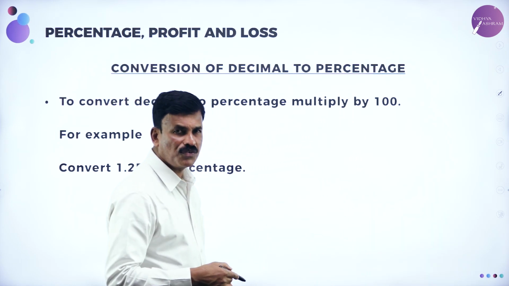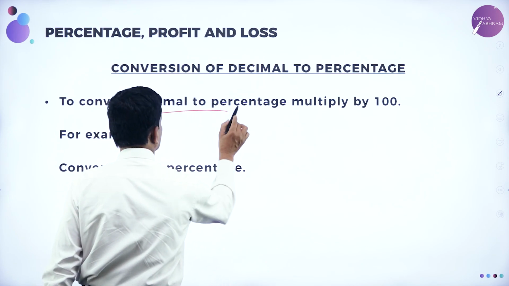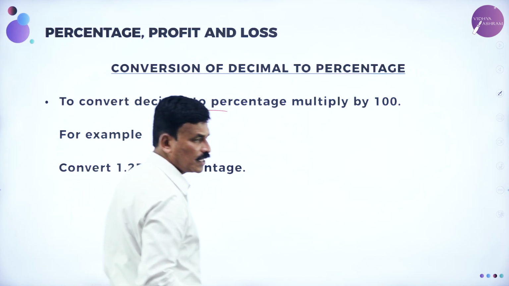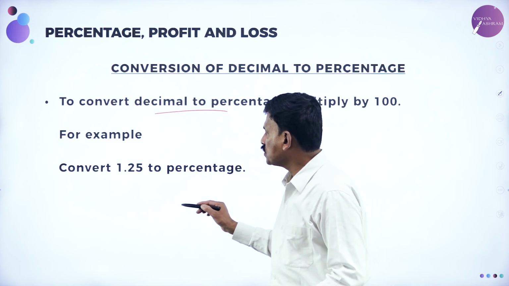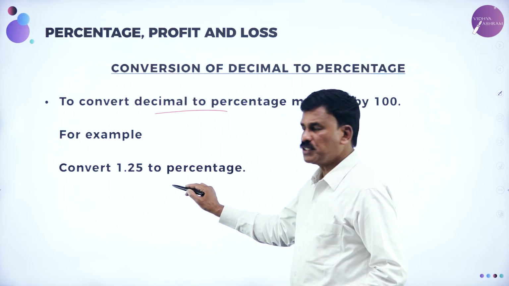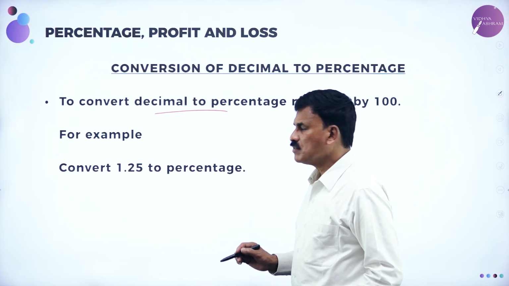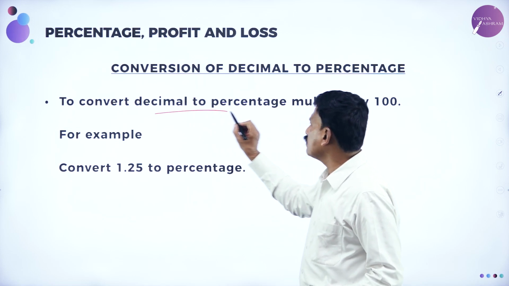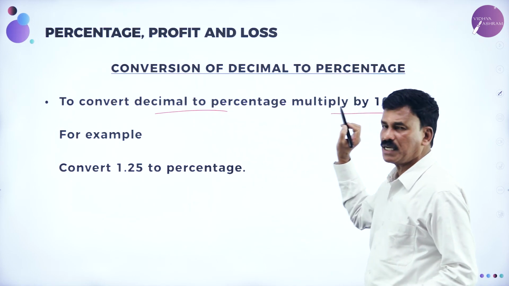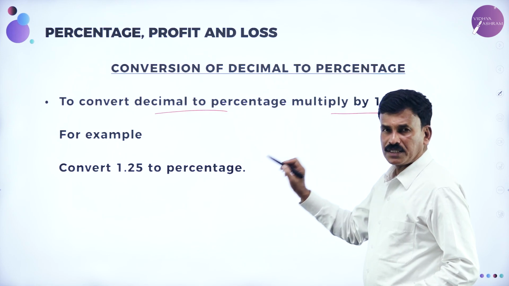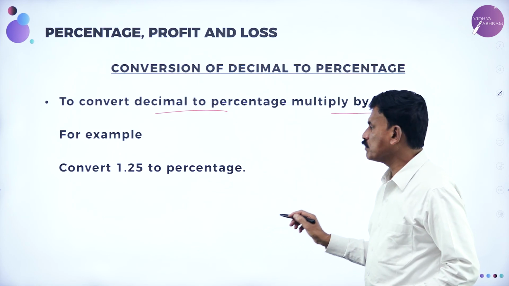Now let us take a few examples. Convert the decimal to percentage. So convert 1.25 into percentage. 1.25. So to convert decimal to percentage, just multiply by 100. That's all. Right. So convert 1.25 into percentage.